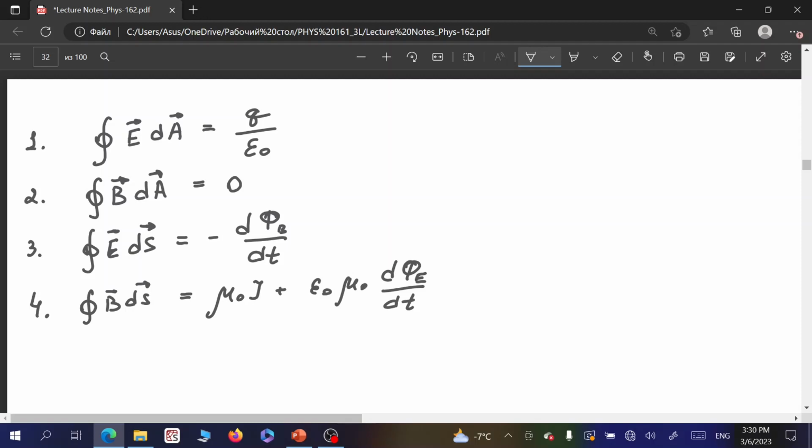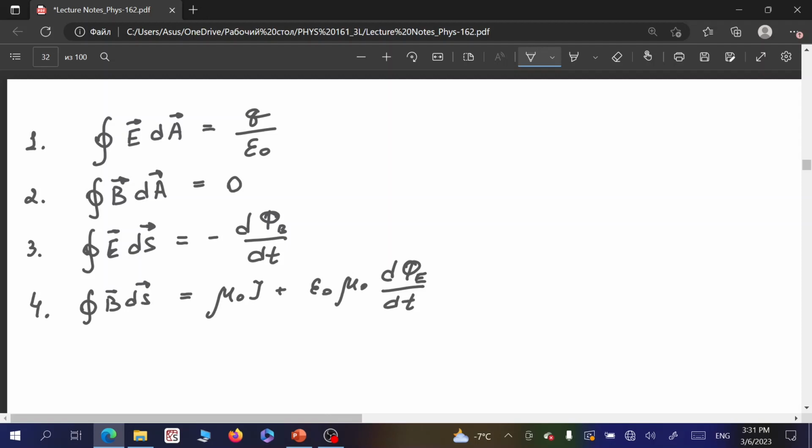So now, let us specify here that there are two types of sources of electric field: electric charges, and time-varying magnetic field flux. At the same time, when we consider equations 2 and 4, the second equation tells us there are no such things as magnetic charges. They cannot be sources of magnetic field.